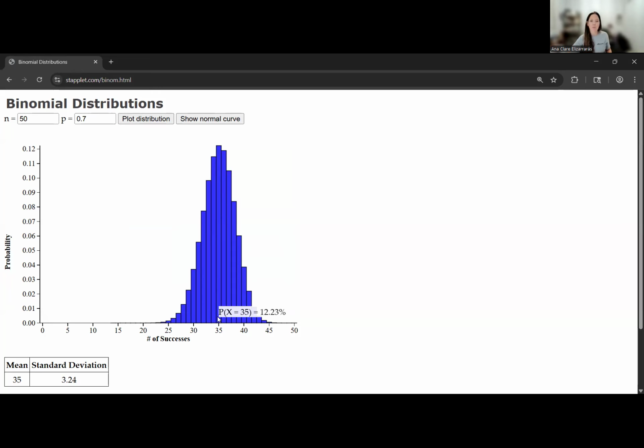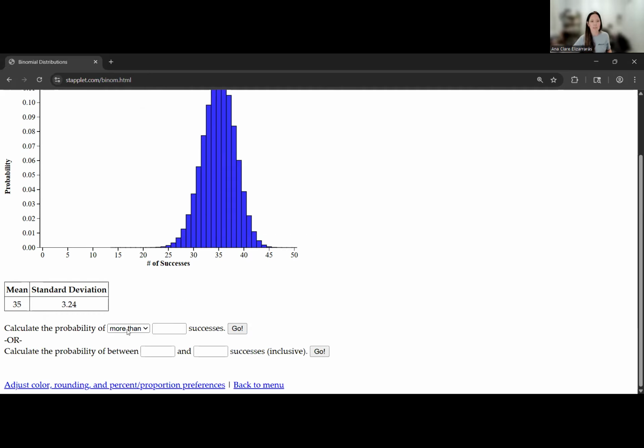Now what I want to know is, what's the probability of being more than 40? It's all of these. Or at least 40. It's 40, 41, 42, 43, 44, and so on. So what I would do is I calculate at least 40, and I select go. So all of those options, the probability of being at least 40 is 7.89%.